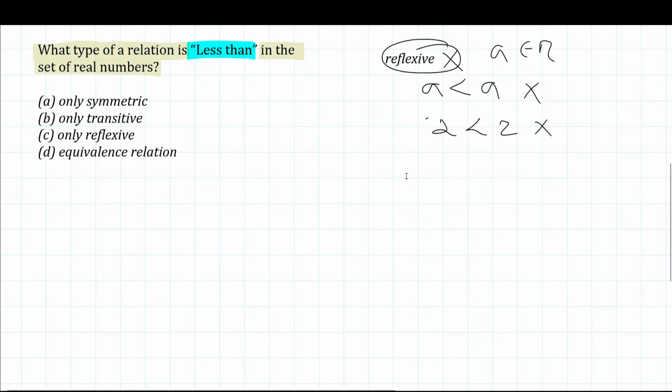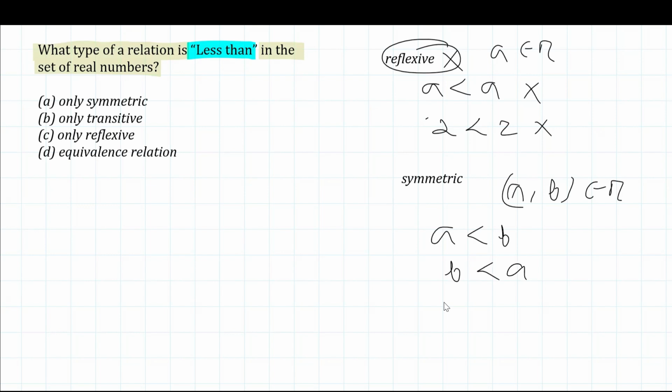Now checking whether it's symmetric or not. In case of symmetric, if I take A and B as two numbers that belong to R such that A is less than B, then B will be greater than A and it cannot be less than A. So this is wrong. That's why it's not symmetric.